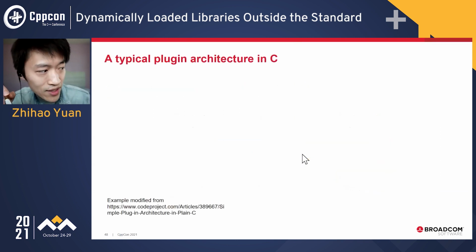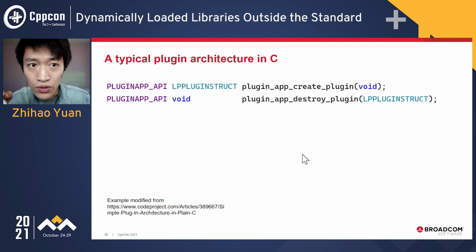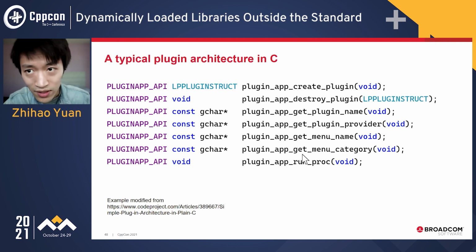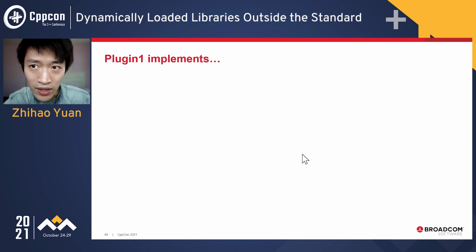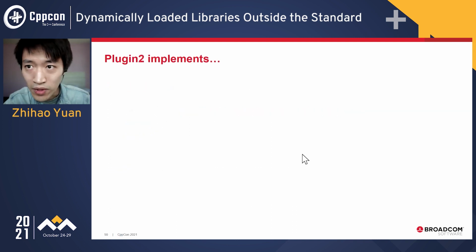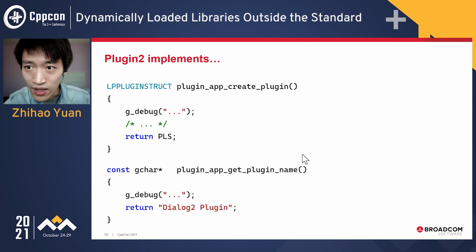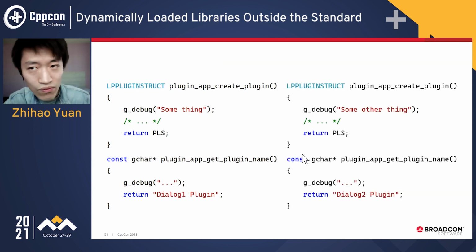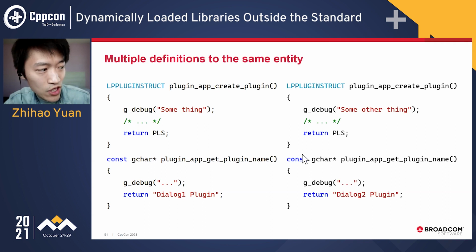If you search the internet, you may find some articles introducing a typical plugin architecture in C like this. You declare some functions to create and destroy the plugin. You'd also declare another set of functions to work with the plugin and maybe run the plugin. And then in plugin one, we implement these functions. And in plugin two, we implement these functions again. Now we got side-by-side definitions. That's multiple definitions of the same entity.